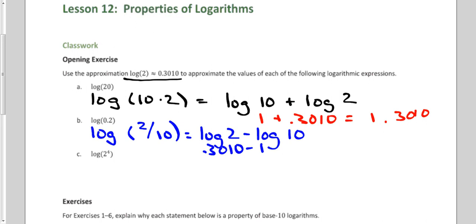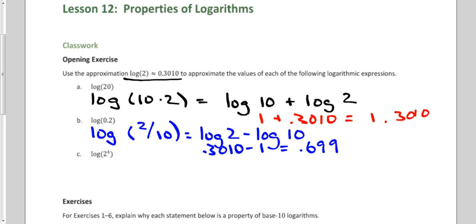0.699. You're doing log of 0.2. That's what you did. We're doing the approximation using our properties of logarithms. You were close, but you're not following the directions. 0.699. Yeah.